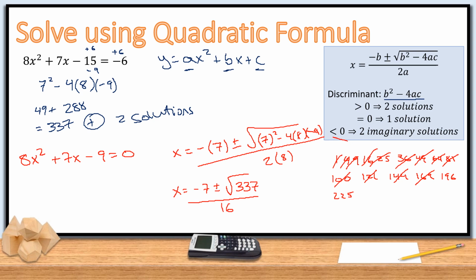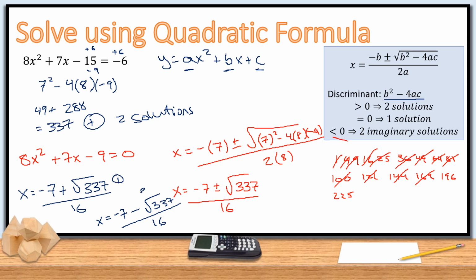Our two possible solutions are going to be x is equal to minus 7 plus root 337 all over 16, and x is minus 7 minus root 337 all over 16. So yeah, it's not pretty. It's not really tidied up very much, but that's as tidy as we can make it, because minus 7 and 16 are not divisible, and unless I can pull a whole number out of the radical, I can't cancel it down with 16 in any way. So we're done. Those are our two solutions.